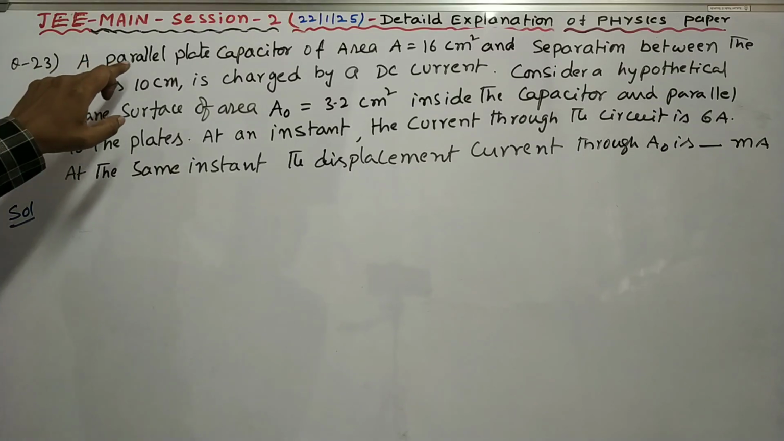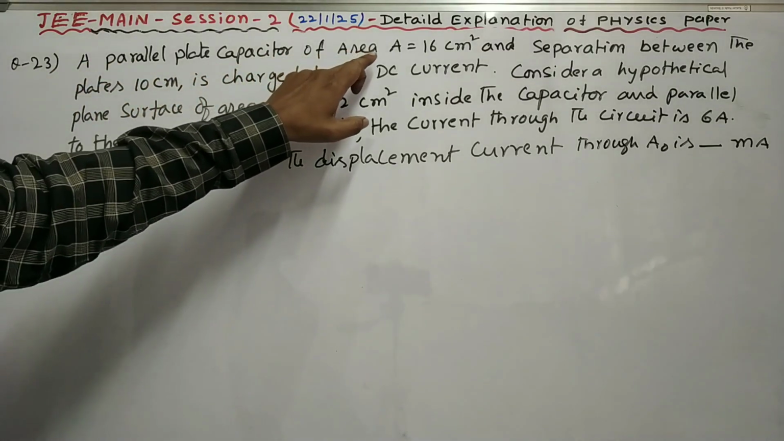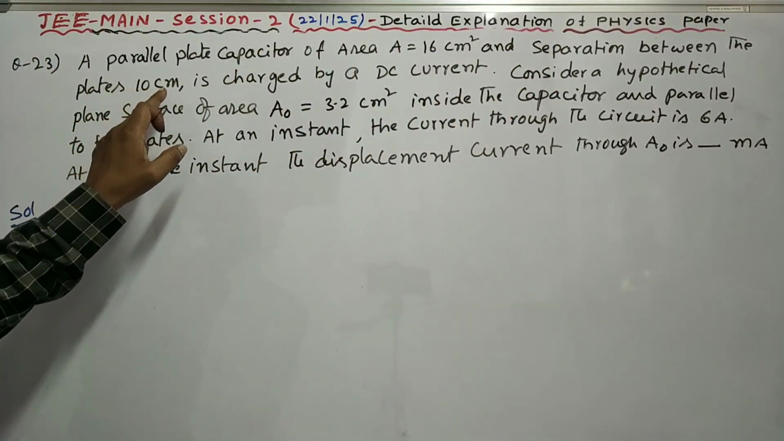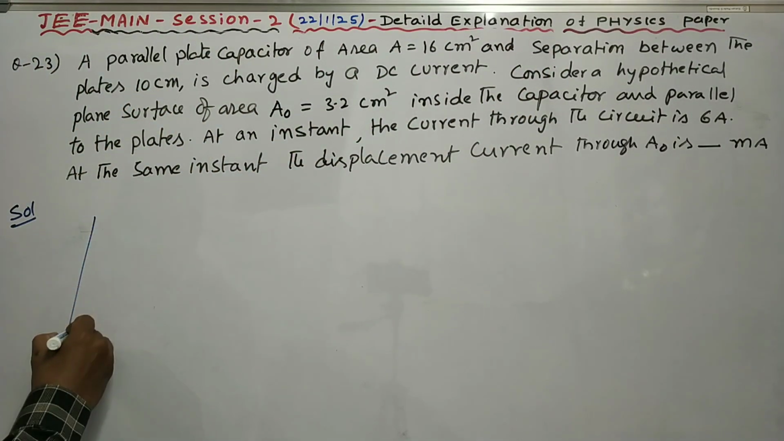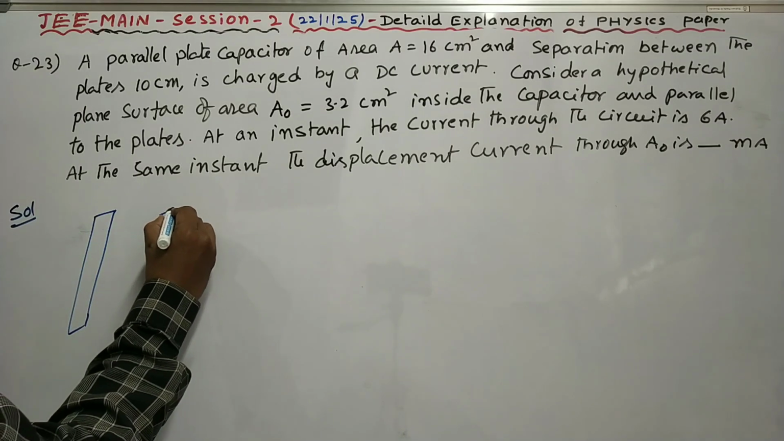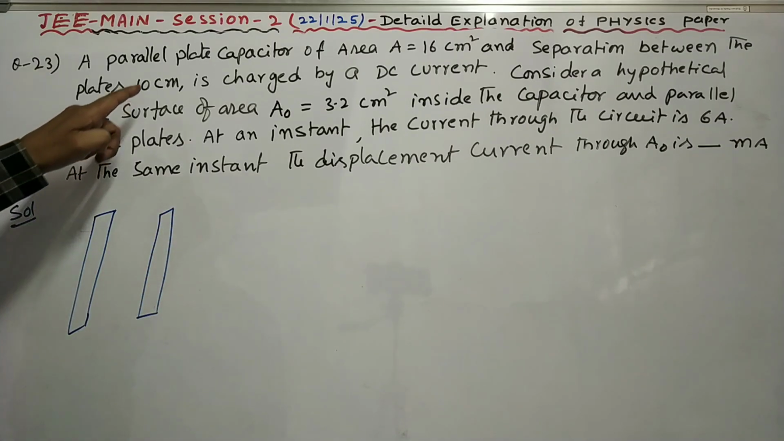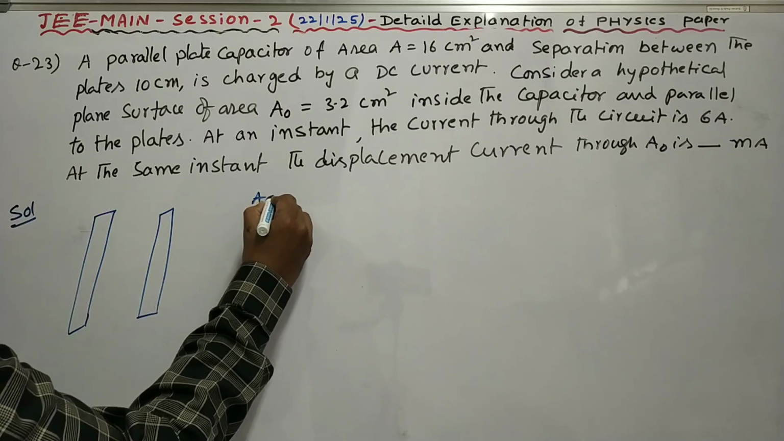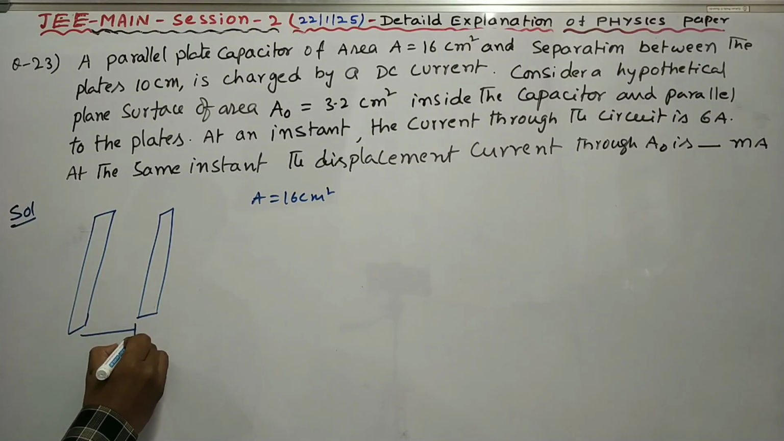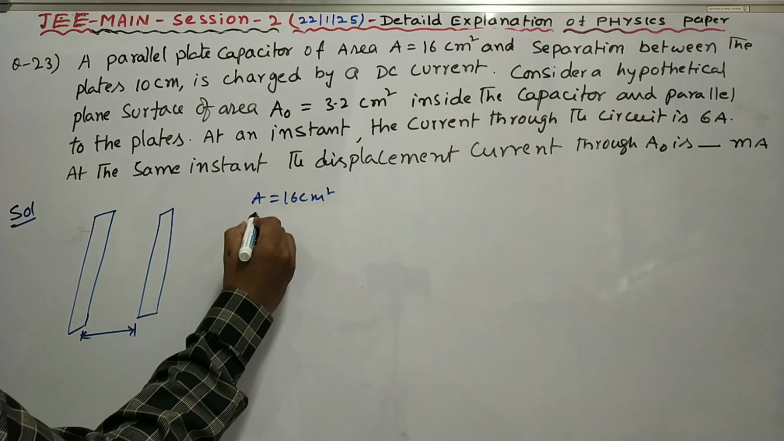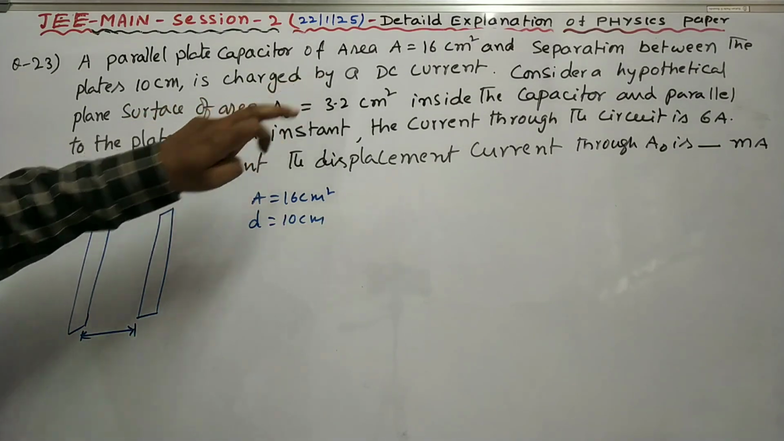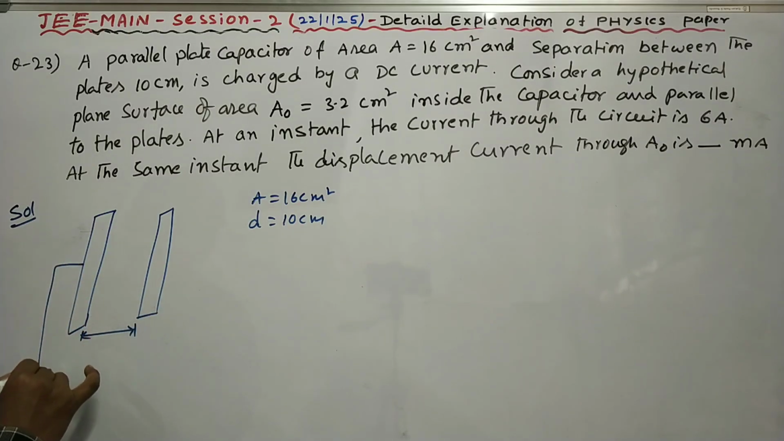The 23rd question: a parallel plate capacitor of area 16 centimeter square and separation between the plates 10 centimeter. See, this is a parallel plate capacitor. There are two plates, whose cross section area A is equal to 16 centimeter square, and these two are separated by a distance D equal to 10 centimeter. It is charged by a DC source.